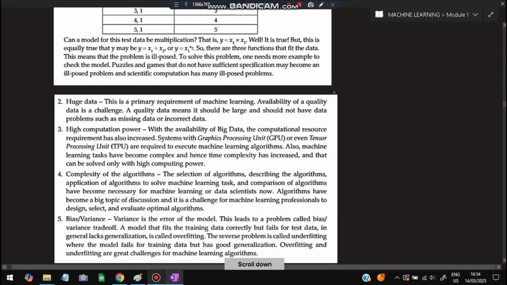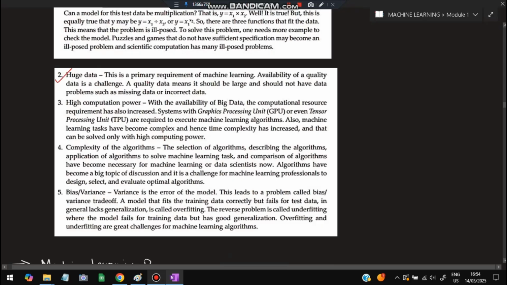Next challenge of machine learning is that huge data it cannot process easily. Okay, if there is huge data, then it should be quality data. If quality is not present, meaning some useless data is present inside, it will corrupt the model. Okay, high computation power is required for running the ML algorithms. Complexity is also there, it has to handle the complexity, and bias and variance are there.